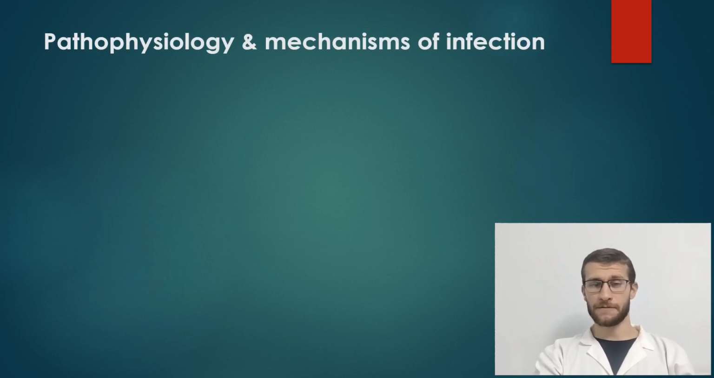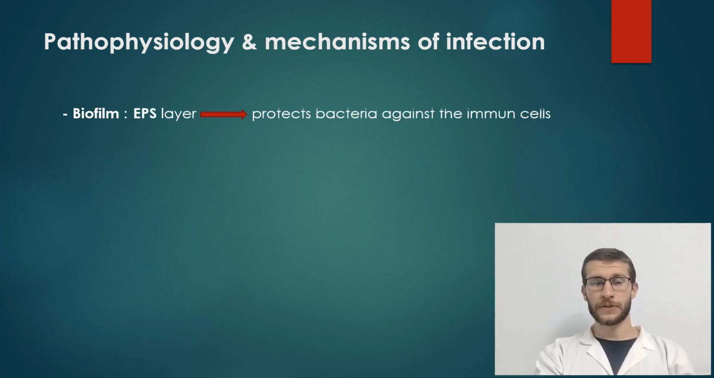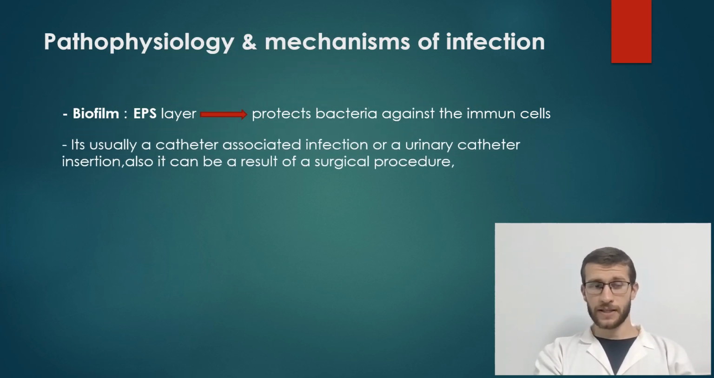If we come to the pathophysiology and mechanisms of infection, we will see that, in fact, this bacteria has a couple of ways to cause damage in the human body. The first one is by a biofilm. The exopolysaccharide layer protects the bacteria against the immune cells, which enables it to escape from the immune system of the body. It's usually a catheter-associated infection or a urinary catheter insertion. Also, it can be a result of a surgical procedure.